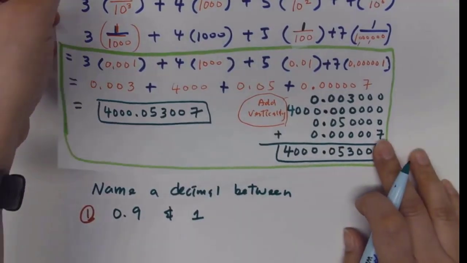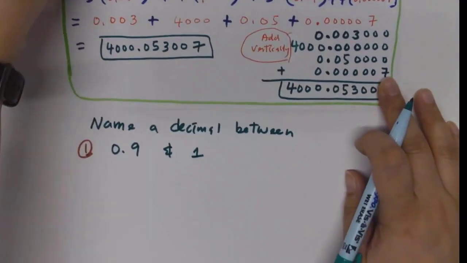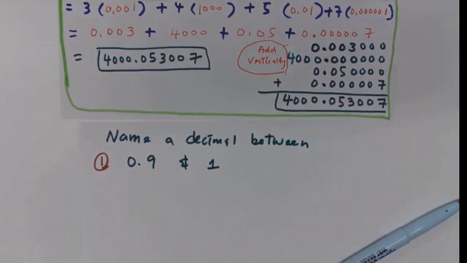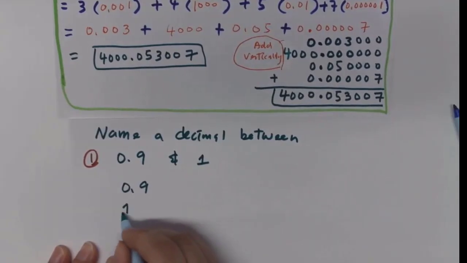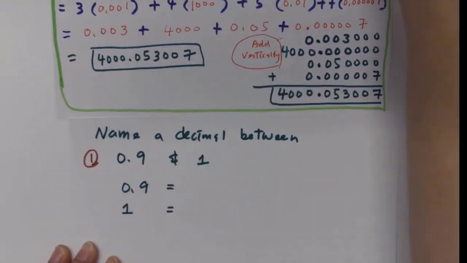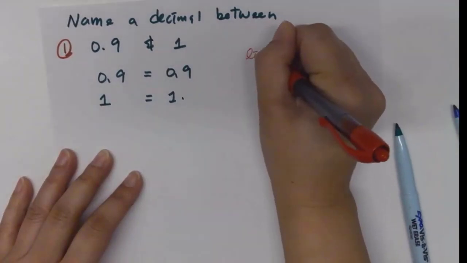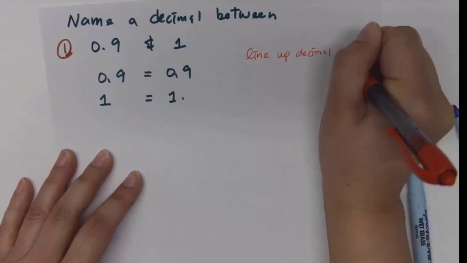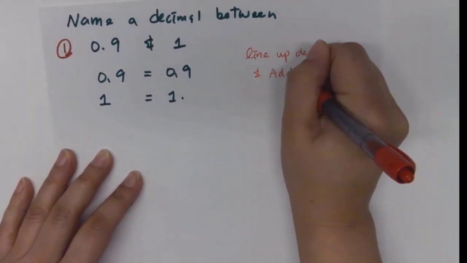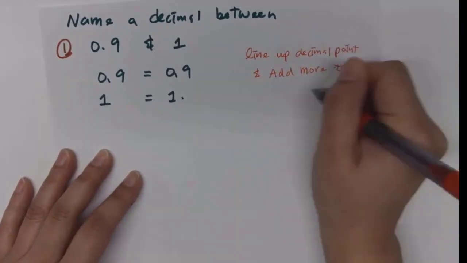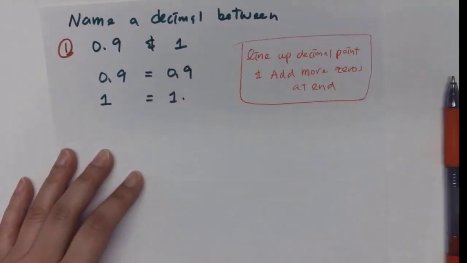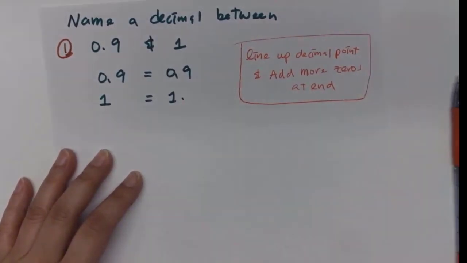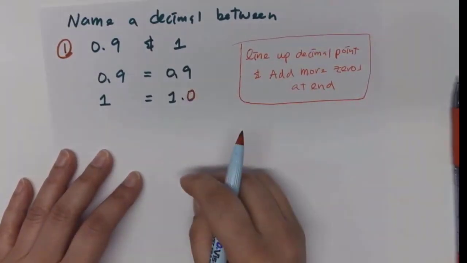This question we want is naming a number between 0.9 and 1. Make sure you write the question first before you do anything. This one we're going to have my 0.9, my 1 here equal to. Our strategy here, we want to line up the decimal and add more zeros at the end so they have the same number of decimal places, right? So for this particular one, what do I need to add? 0 here, okay, so this is like 10 and 9.